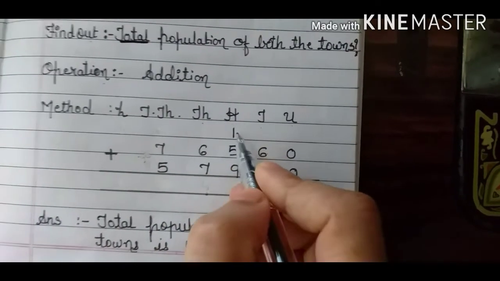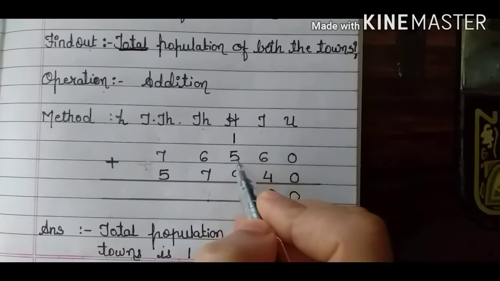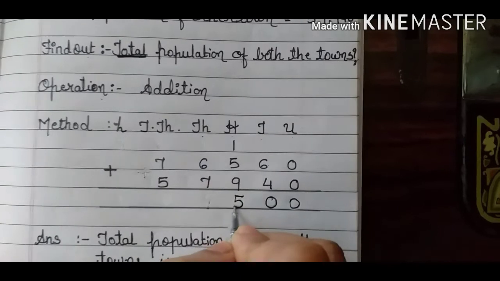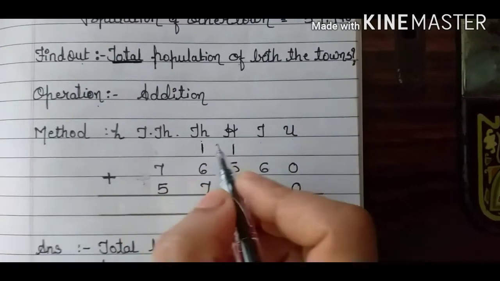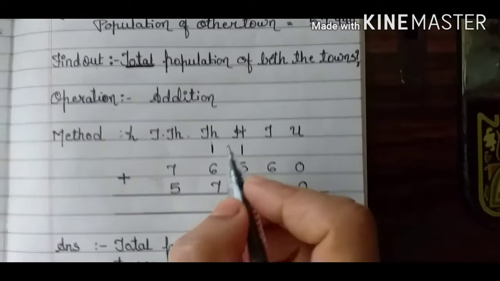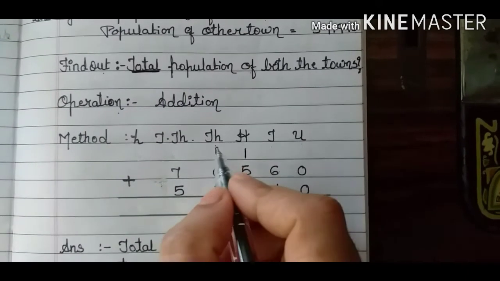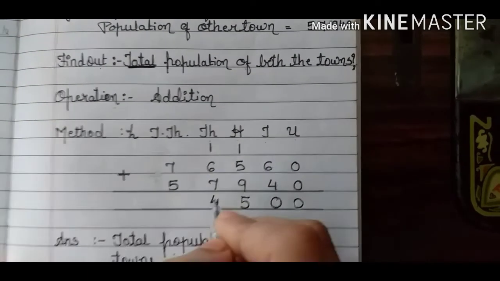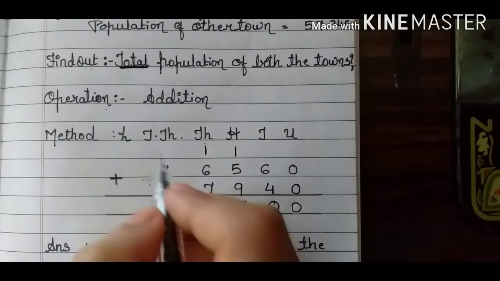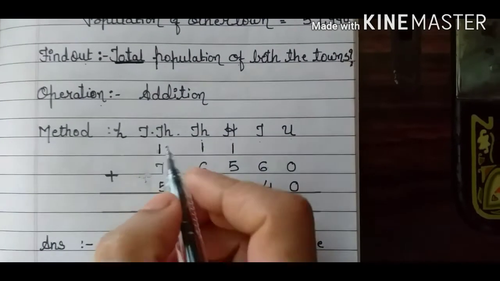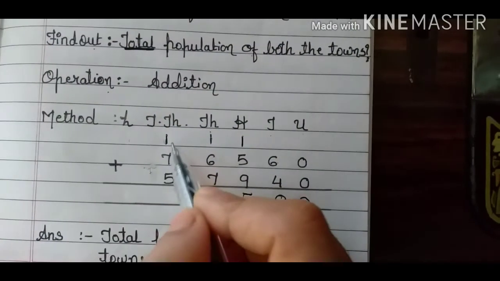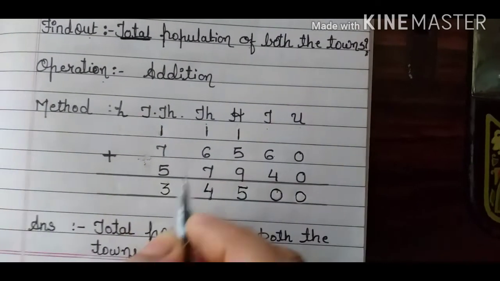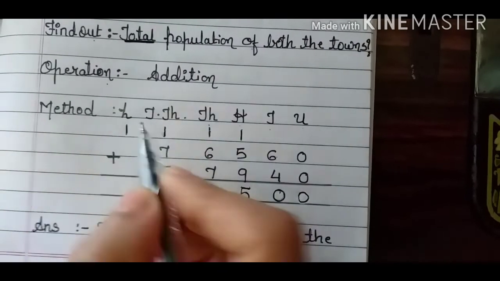In hundreds place 1 plus 5 is 6, and 6 plus 9 is 15. So write down 5 in hundreds place and carry 1 over to thousands place. Now in thousands place 1 plus 6 is 7. 7 plus 7 is 14. 4 write down in thousands place and 1 carry over in 10,000s place. So in 10,000s place 1 plus 7 is 8. 8 plus 5 is 13. So write down 3 in 10,000s place and 1 we have to carry over in lakhs place.